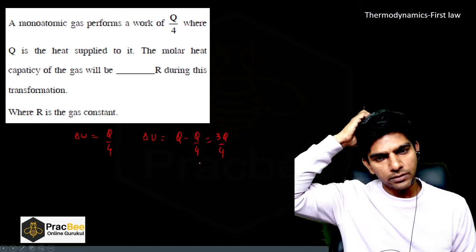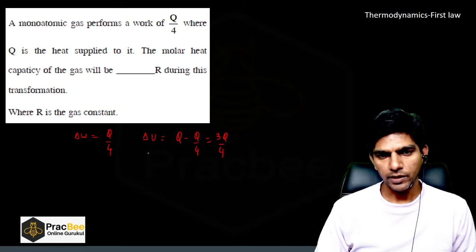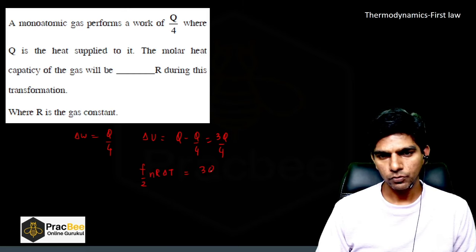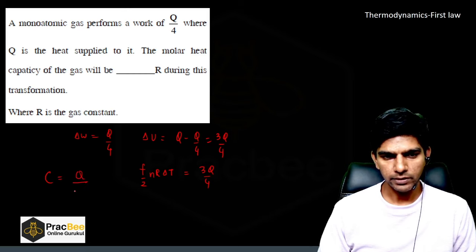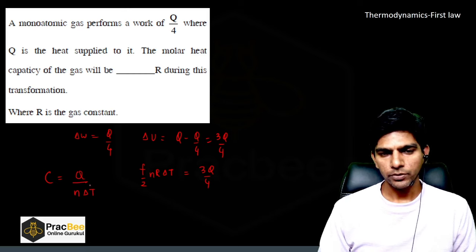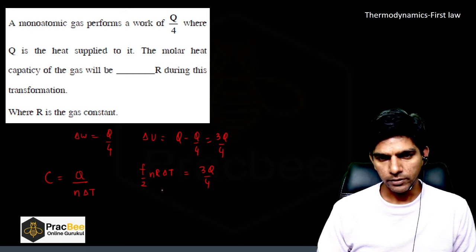Now that is the change in internal energy. And we know that the change in internal energy formula is F by 2 nR delta T, which will be 3Q by 4. And molar heat capacity, the general formula is the heat supplied divided by n delta T. So if we know the value of n delta T in terms of Q, we can find the molar heat capacity.